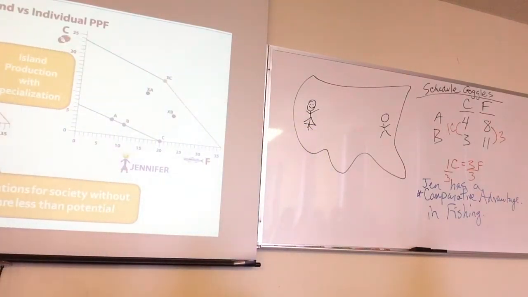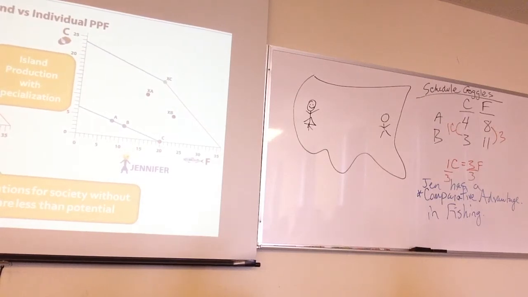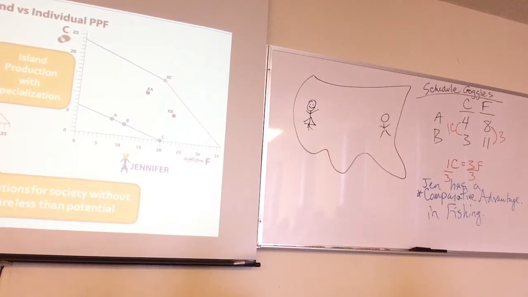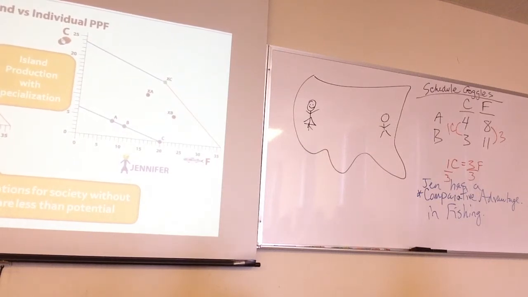Questions on that? Check out these inside points. These are non-trade points. All I did is I said, suppose they hate each other and they just want to do their own thing. Where does production end up? Well, if Tom does A, 8 and 8, and Jen does A, 4 and 8, XA is the sum of their individual productions, right? I'm just calling it XA arbitrarily. And this is the point, and this is where it sits.